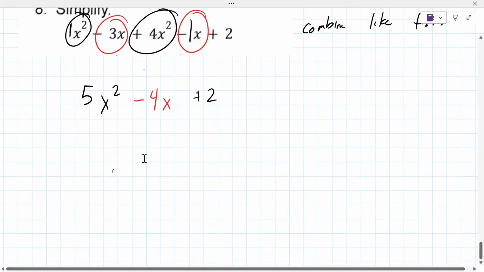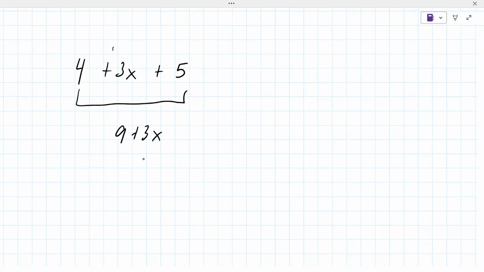Let me give you a simpler example. 4 plus 3x plus 5. The 4 and the 5 you can combine, so it would be 9 plus 3x, and you cannot combine those.